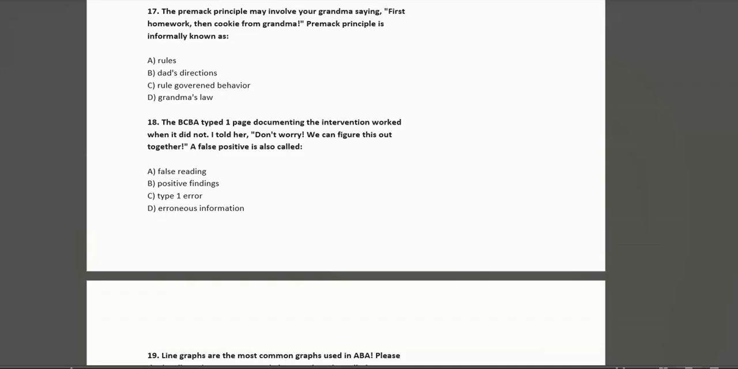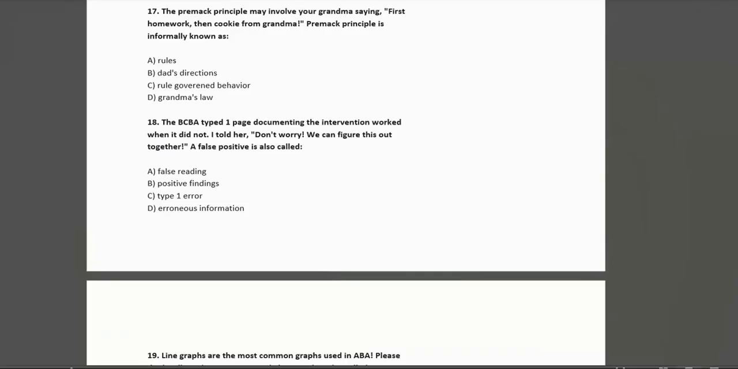So when you're taking the BCBA exam and you see grandma's law, they are actually referring to Premack principle. Wow, that's crazy. I immediately eliminated that choice. I was like, no, that sounds so silly. No, it actually is grandma's law. I'm going to show you in a second.